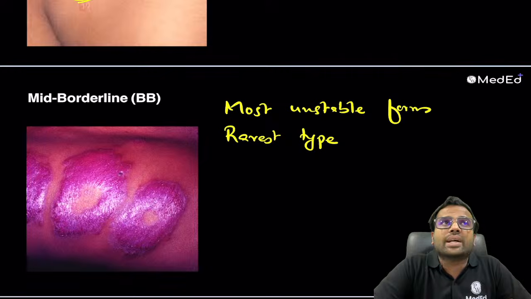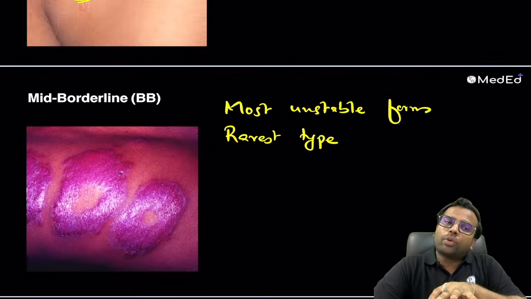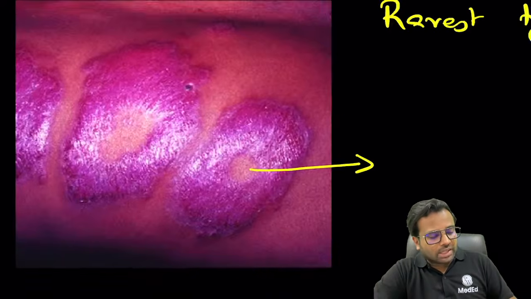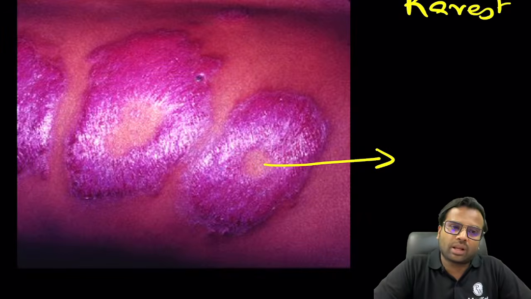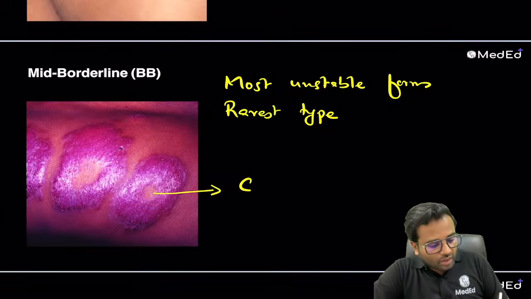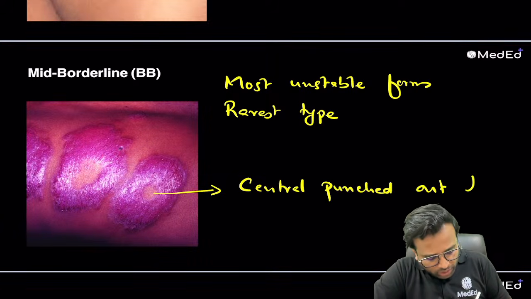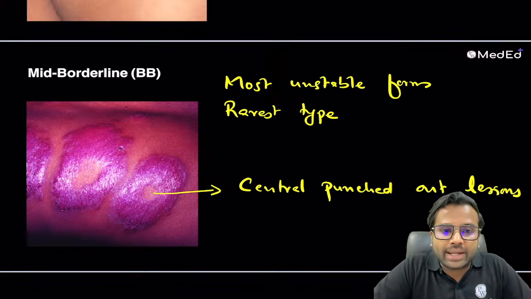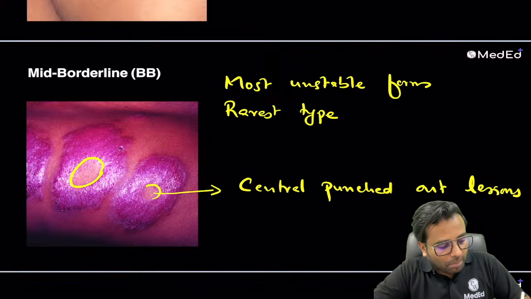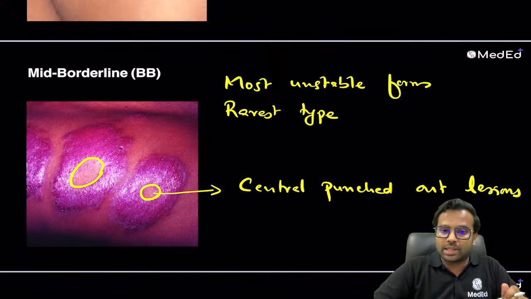Now in this rarest type of leprosy, what you can see here is the exact opposite of tuberculoid type. These lesions, the moment you see this lesion, this is a very good image based question for your exam, and it's easy to diagnose as well. The reason is, if you find central punched out lesions, if you can find a punched out lesion in the center like this, this is very typical for borderline type of leprosy.